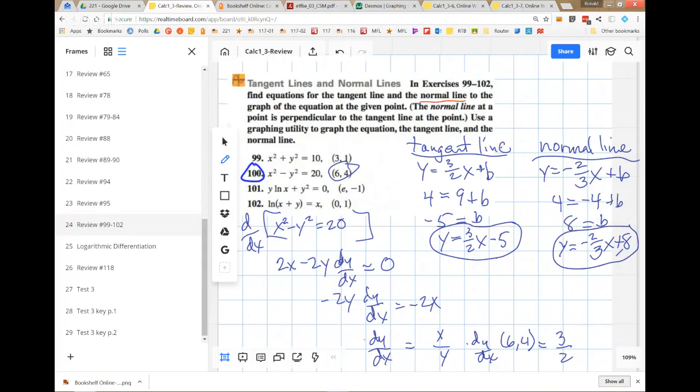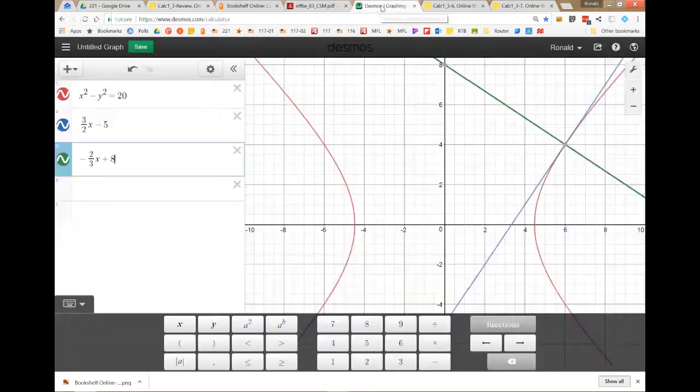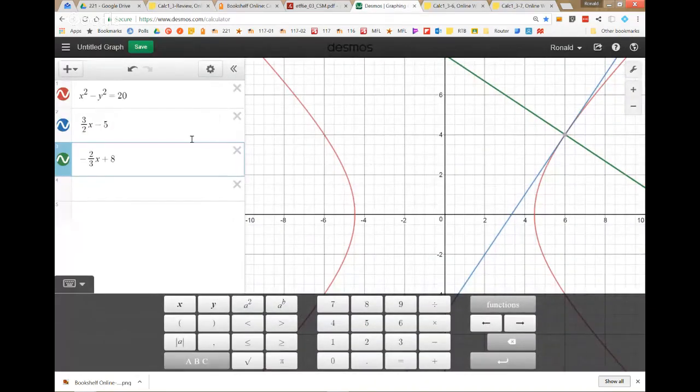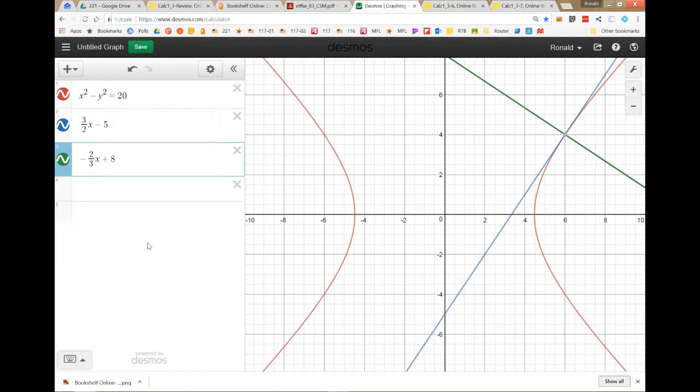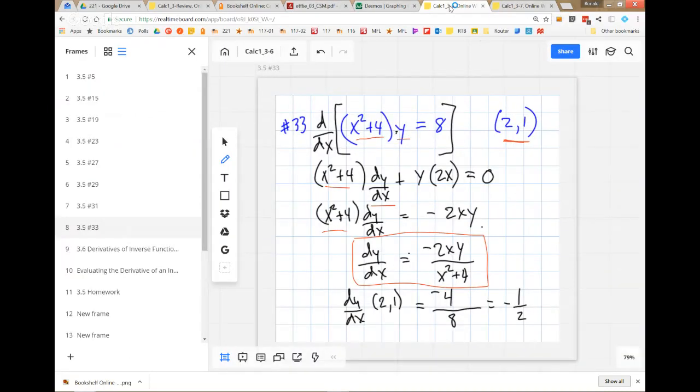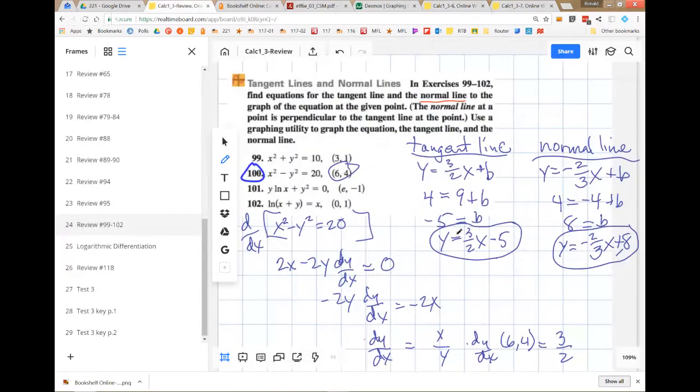Okay, so now if we go to Desmos, I just wanted to show you. I've actually got them plotted already. The red, that's the x squared minus y squared equals 20. Okay, and then let's see, where were we here? Trying to find my way back to where we were. Yeah, right there. The tangent line was y equals 3/2 x minus 5, and then our normal line was negative 2/3 x plus 8.